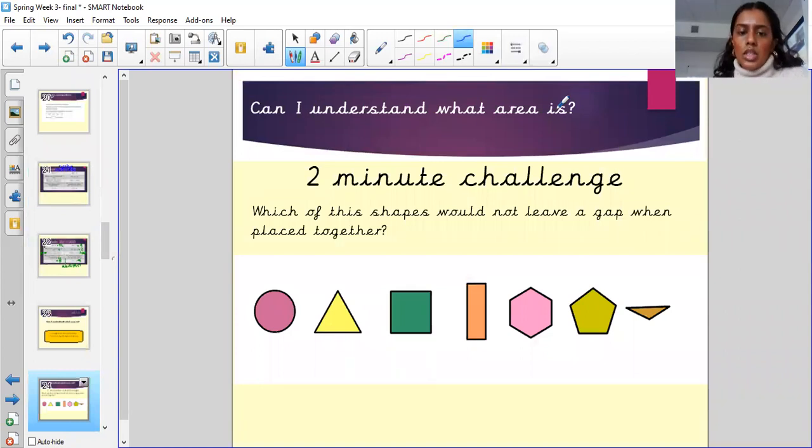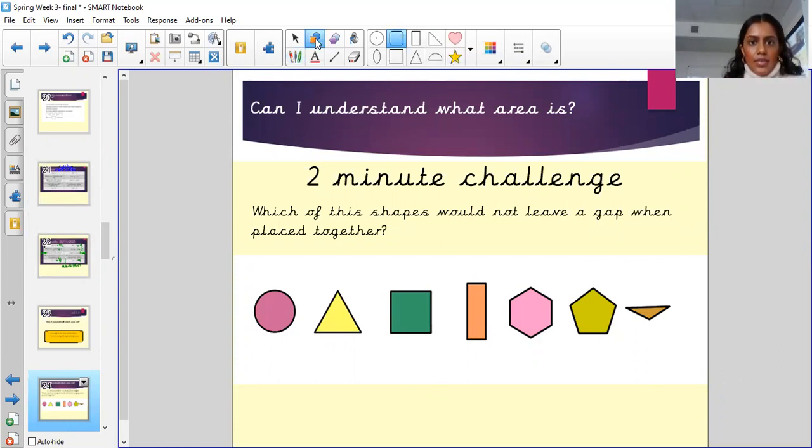Remember, you can pause the screen when I finish talking and have a go yourself. Which of these shapes would not leave a gap when placed together? Have a think. Which of these shapes would not leave a gap when placed together? Okay, so let's have a look at our shapes. We have a circle and a triangle.